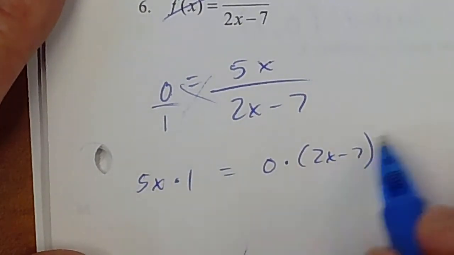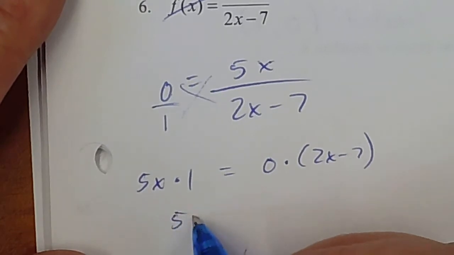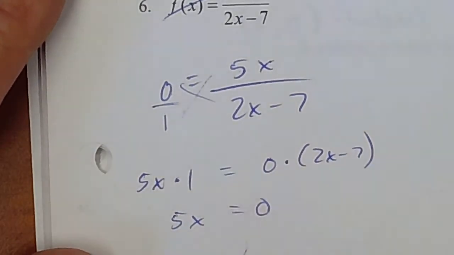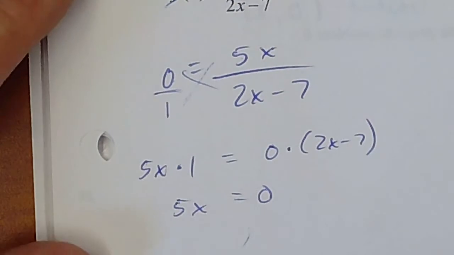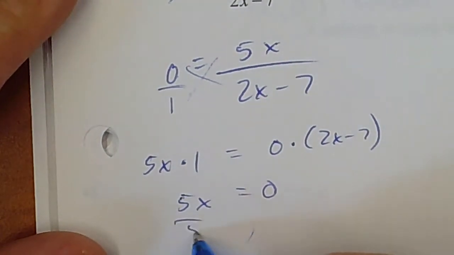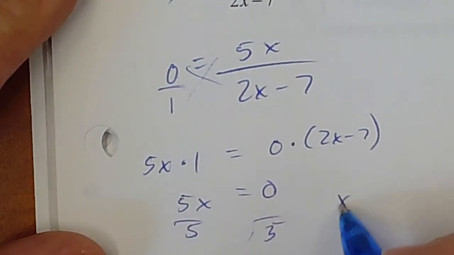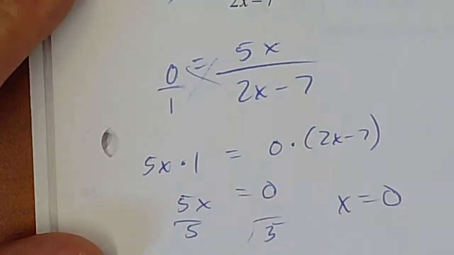0 times this expression wipes it out, so I just have 5x equals 0, and divide by 5 to get the answer. Okay? So cross multiplying gets it out of fraction form.